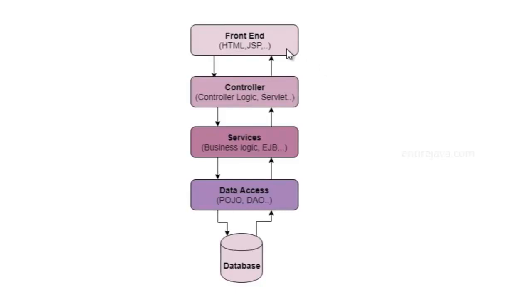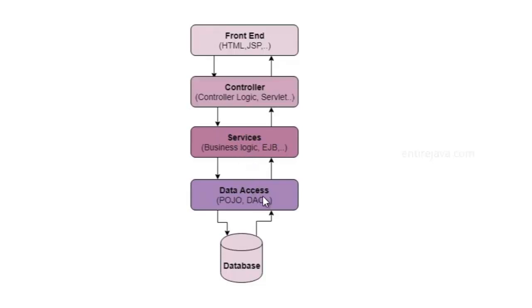You'll have some front-end technologies like HTML or JSP on which the end user will interact, and the request will get forwarded to a controller logic, and something like a servlet will take the request and forward it to the next layer, which will be the services layer, where the actual business logic will take place. So here you may use enterprise Java beans, etc. But this business layer is actually going to instantiate a so-called data access object.